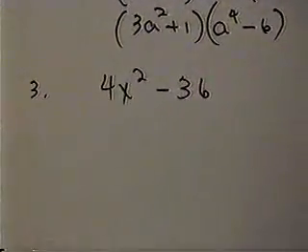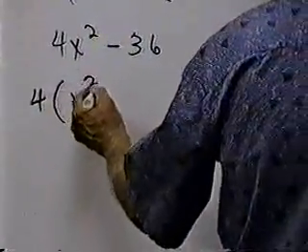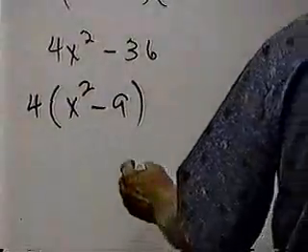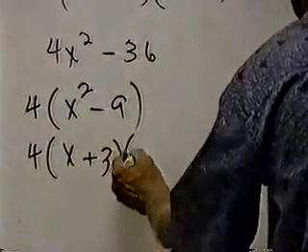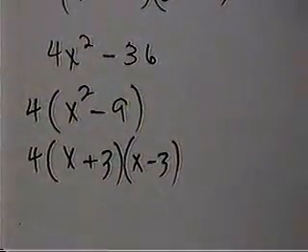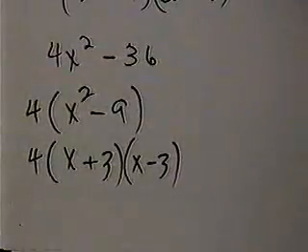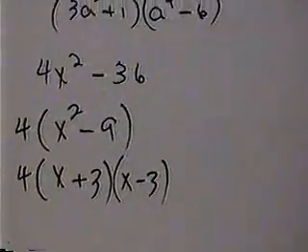So, all right. Example number 3. What's our first rule? Common factor. So factor the common factor out. And now we're back to problem number 1. This factors into plus 3 and minus 3. All right, let's go to example 4.